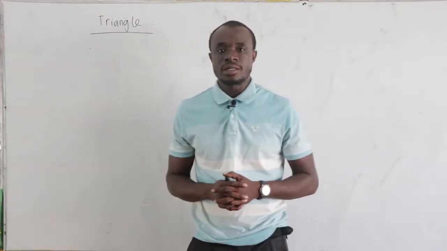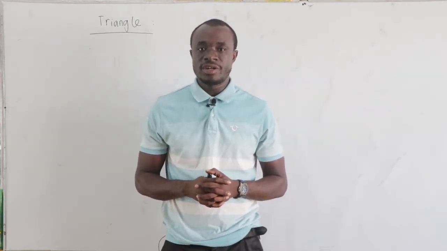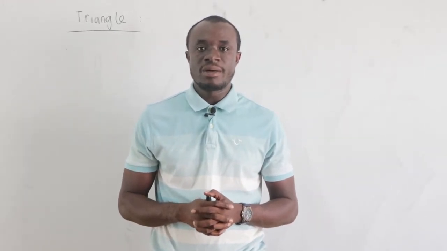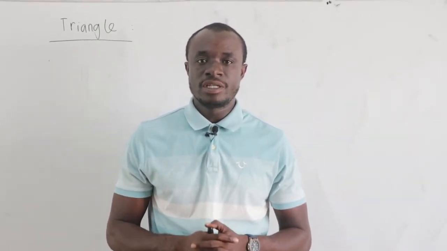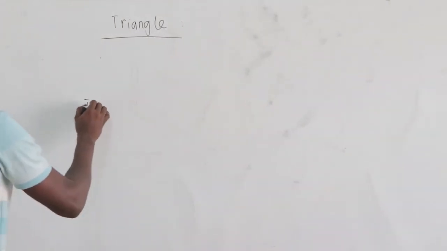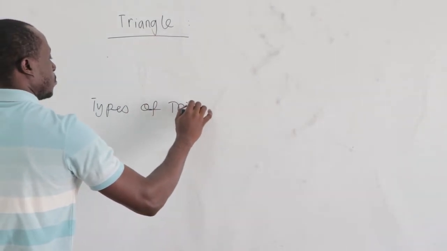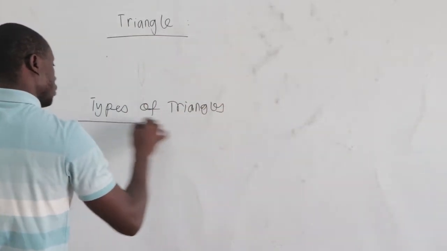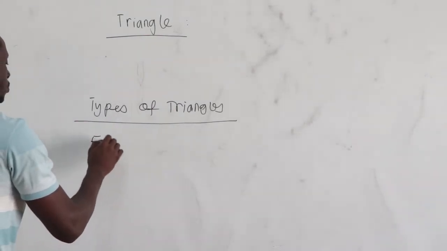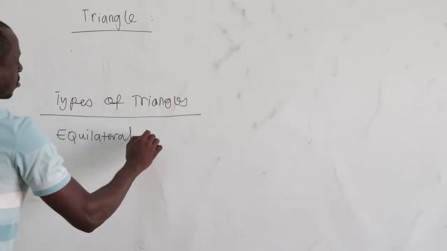Now what is a triangle? A triangle is a plane figure bounded by 3 straight lines. Now let's consider types of triangle. Now the first one is, we want to consider the equilateral triangle.